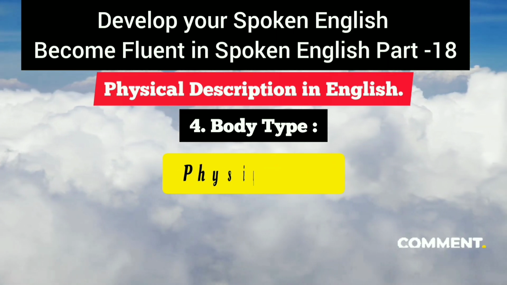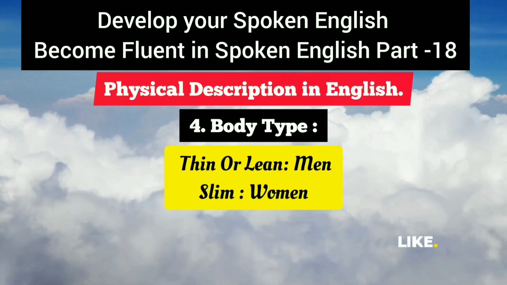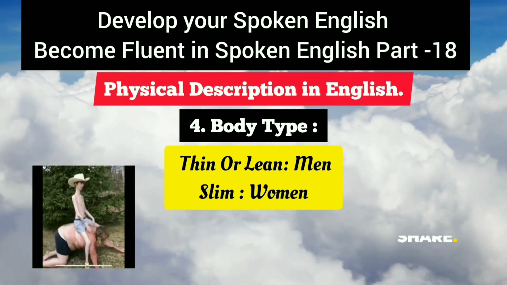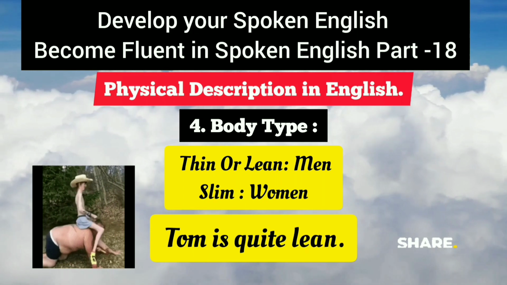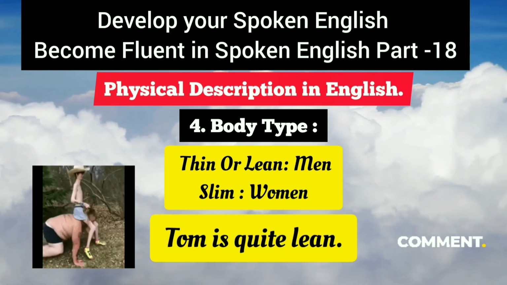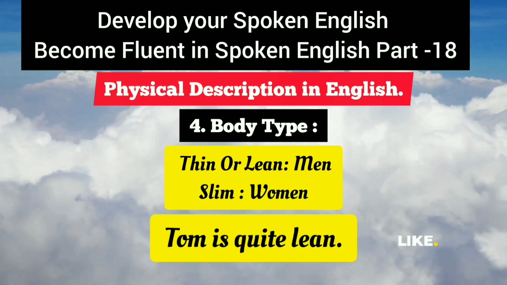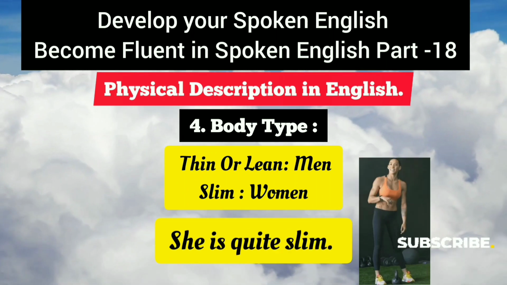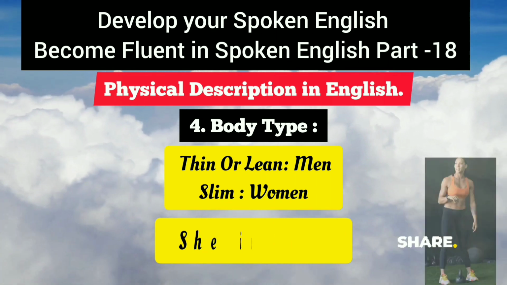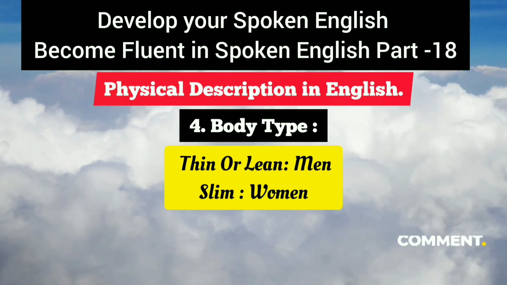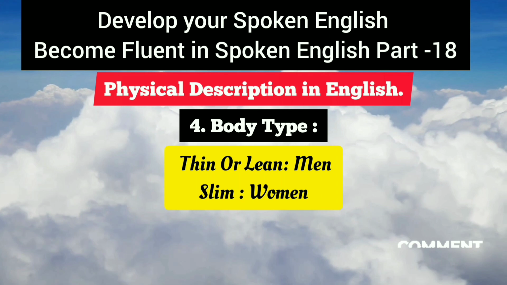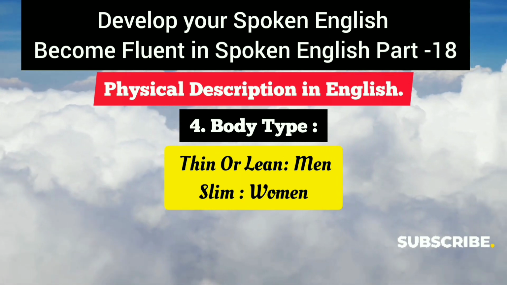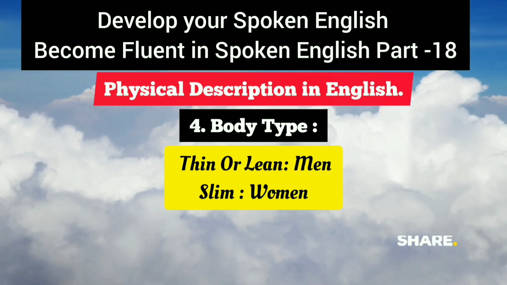The first is thin or lean. As you know, if the person is quite thin, we use the word thin or lean, and in case of men especially we use this. Tom is quite lean, that means he is quite thin. You can also use lean, but in case of ladies we more normally use slim. She is quite slim, just remember that. Or she has a slim figure, so use the word figure also. But don't say that she is quite thin, it sounds slightly awkward. She is quite slim. So just remember the vocabulary is quite imperative.